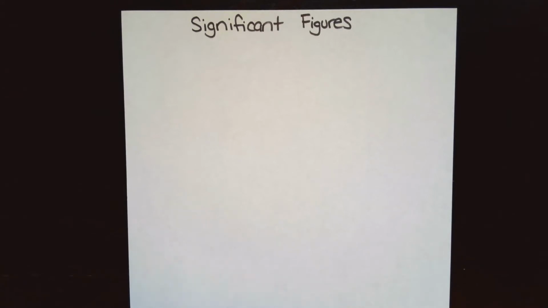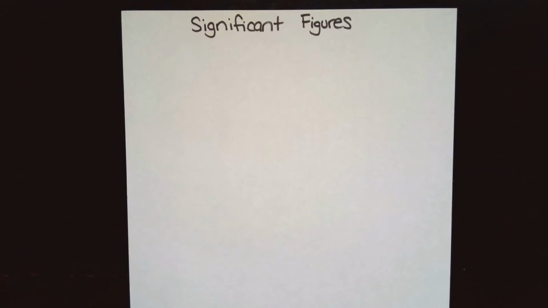I'm sure you've heard the phrase, "You're only as strong as your weakest link." Well, you can only be as accurate as your least accurate measurement in science. And that's where sig figs come into play.